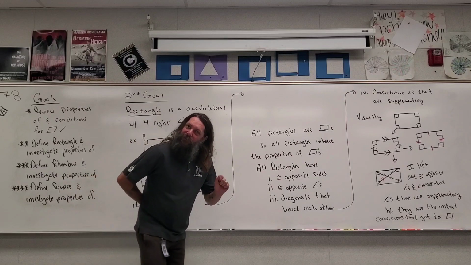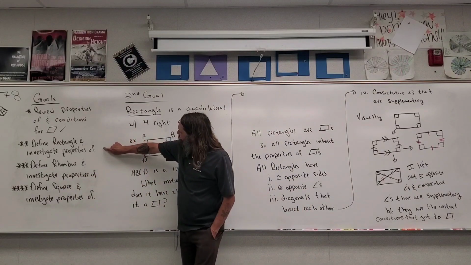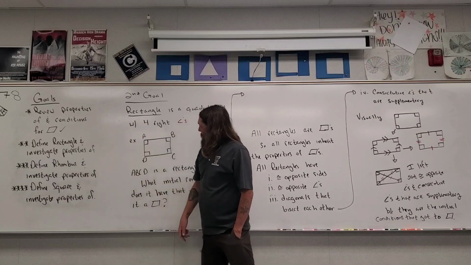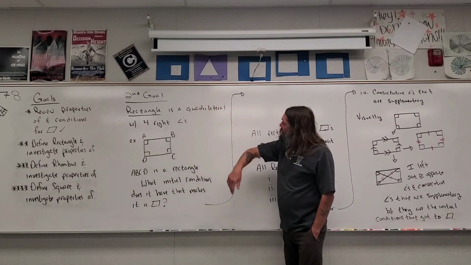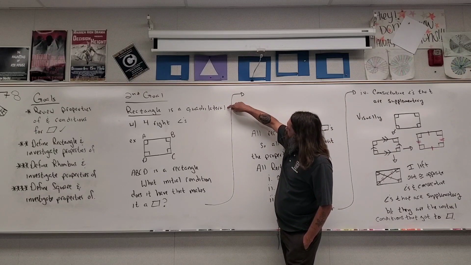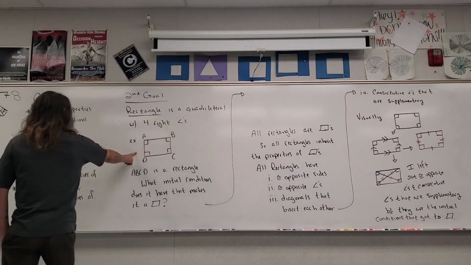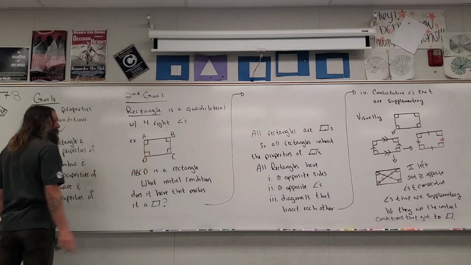I'm back. So let's go ahead and jump into our second goal, which is to define a rectangle and investigate the properties of the rectangle. So let's jump right in. Second goal. A rectangle is a quadrilateral with 4 right angles. So it's a 4-sided shape with 4 right angles. Here's an example. 1, 2, 3, 4 right angles.